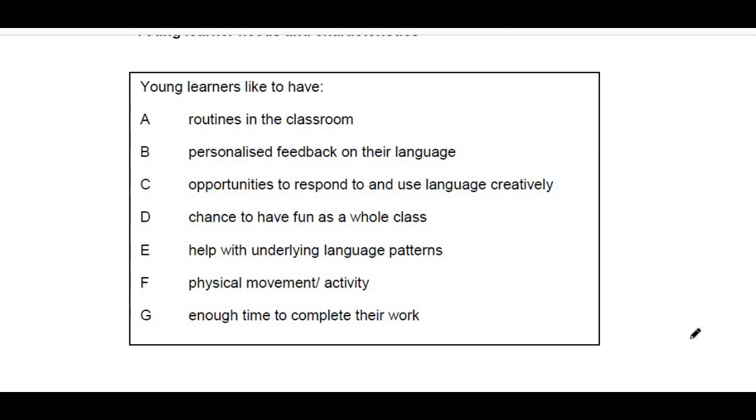Okay, so young learners like to have what? We have A, routine in the classroom, B, personalized feedback on their language, C, opportunity to respond and use language creatively, D, chance to have fun as a whole class, E, help with language patterns, underlying language patterns, F, physical movement activity, and G, enough time to complete their work.